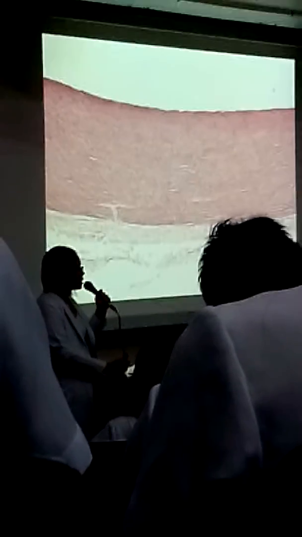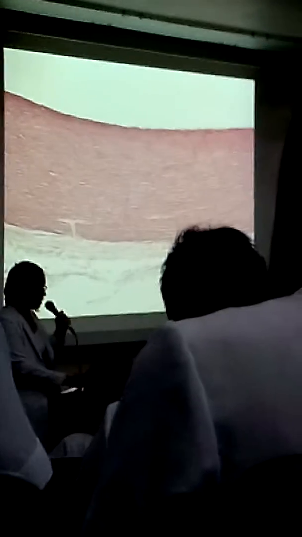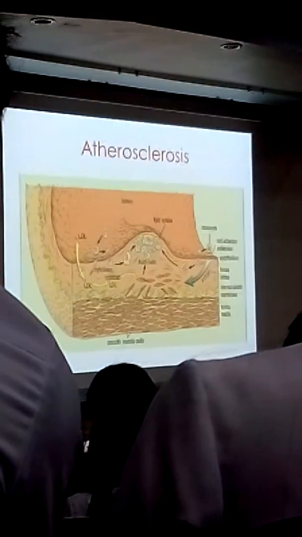And one of the characteristics of the large arteries is that there is a very thin tunica adventitia. So this is a high power view of your artery, the tunica intima and media. You cannot find the tunica adventitia.